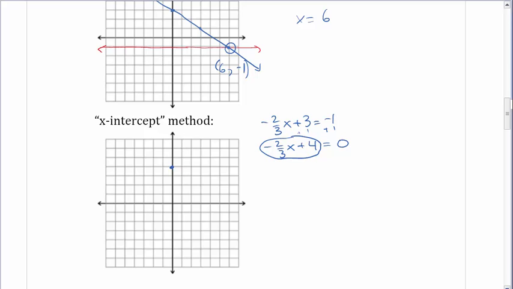I'm going to go up here to 4, and then I'm going to go down 2 over 3, down 2 over 3, and draw in my line, just a little bit different than the line I had before. Because this is equal to 0, the solution is the x value, on the x-axis. So again, this is x equals 6. So you get the same solution either way. Some people might like graphs better than clearing fractions from equations.